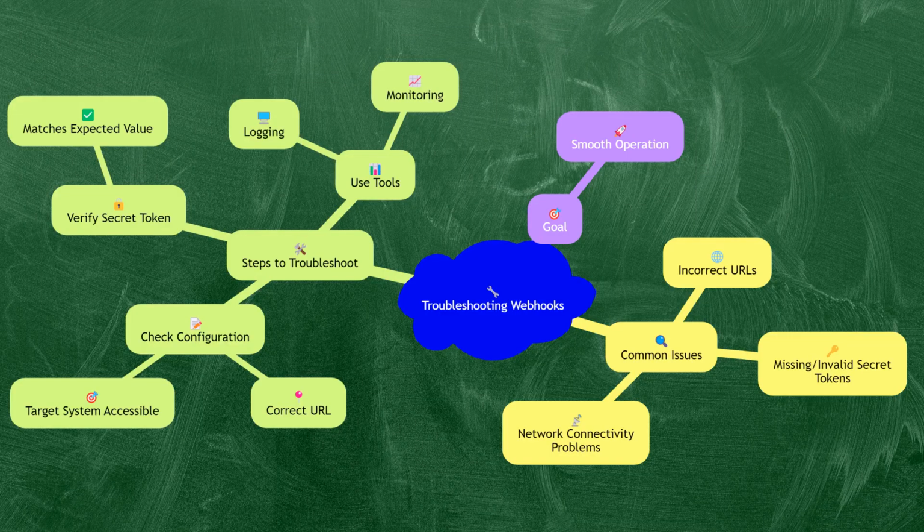Troubleshooting webhooks involves identifying and resolving issues that prevent them from functioning correctly. Common issues include incorrect URLs, missing or invalid secret tokens, and network connectivity problems. To troubleshoot, start by checking the webhook configuration in the source system. Ensure that the URL is correct and that the target system is accessible. Verify that the secret token, if used, matches the expected value. Use logging and monitoring tools to capture and analyze webhook requests and responses. By systematically addressing these issues, you can ensure that your webhooks operate smoothly.